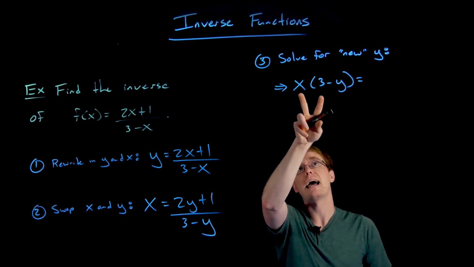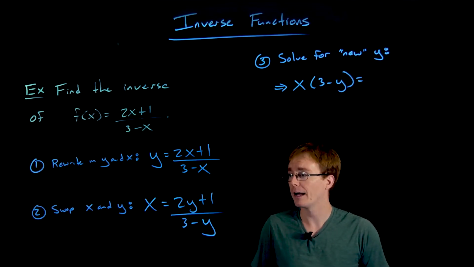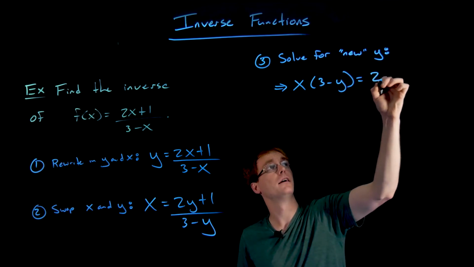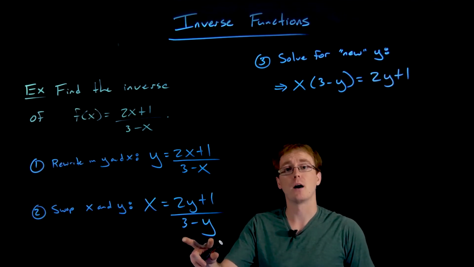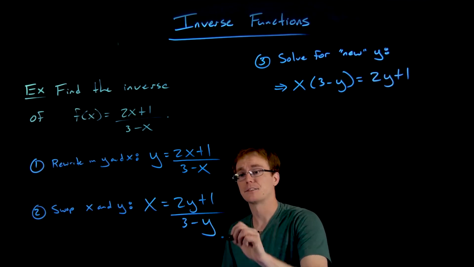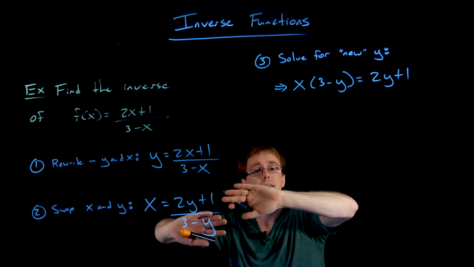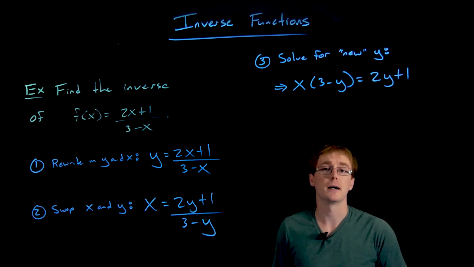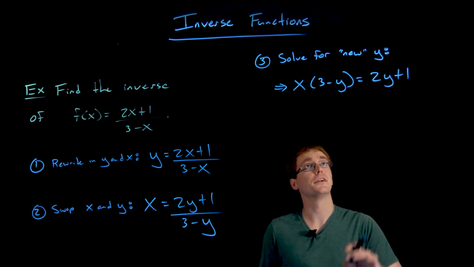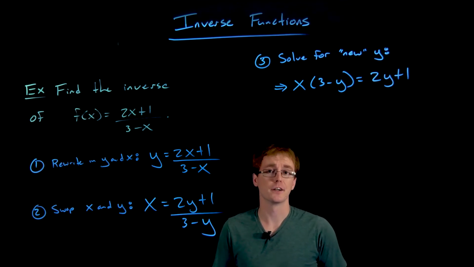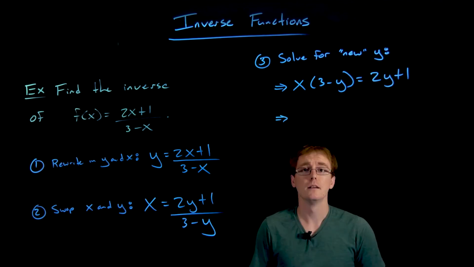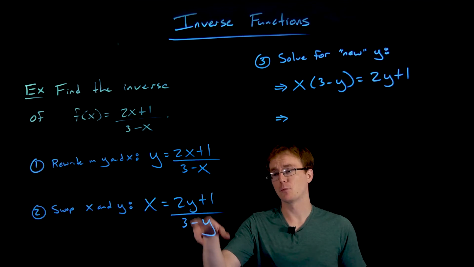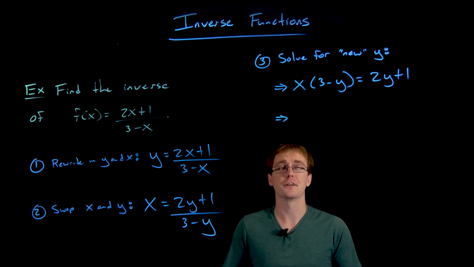That's how we obtain x times 3 minus y. Then we also multiply the right-hand side of our equation by 3 minus y. But when we multiply the right-hand side by 3 minus y, it cancels that factor of 3 minus y from the denominator, leaving us just that numerator 2y plus 1. So that helps us get rid of that issue of having y's in both the numerator and the denominator.